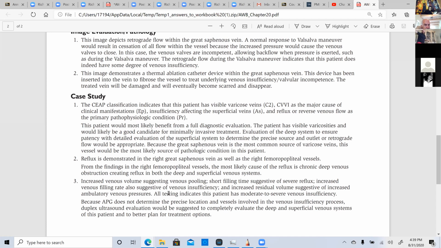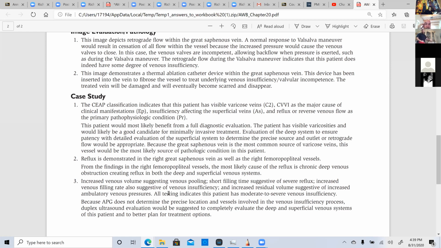From the findings on the right, she's had what duplex? Oh, that's number 2, I'm sorry. I thought that was point number 2 of... I think I just skipped, did I skip the entire paragraph? This patient would most likely benefit, yes, I skipped the paragraph.